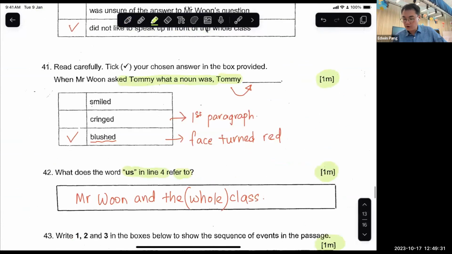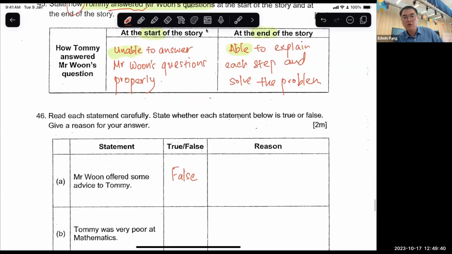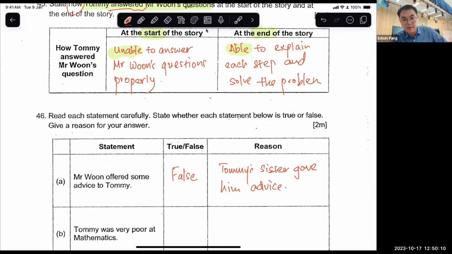No, right? So the answer is false. I need to write the word false here. Please write true or false. So if Mr. Woon is not the one who gave Tommy advice, then who gave Tommy advice? Who was the one, right? Who's the one? Renice? Her sister. Tommy's sister, right? Not her, Tommy is a boy. Tommy is his. Okay, so as long as you write that Tommy's sister gave him advice or his sister gave him advice, I will accept. It's pretty straightforward.